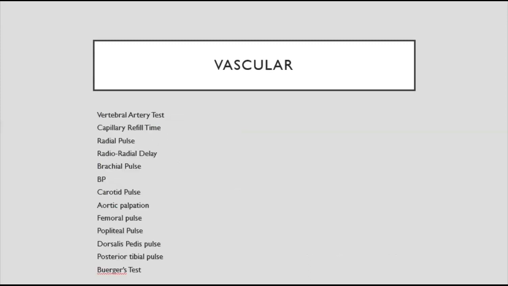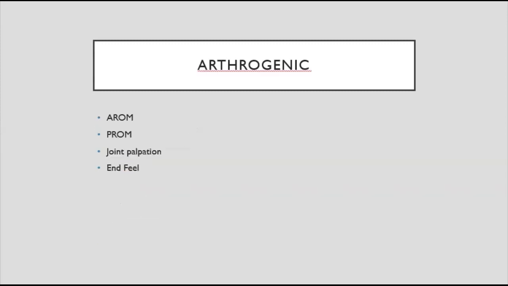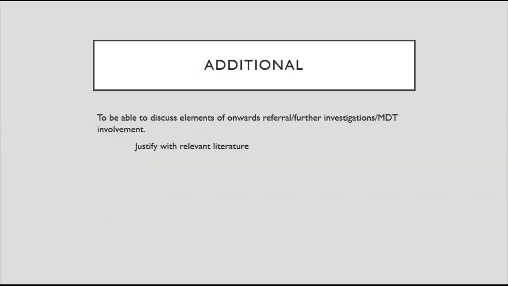And then, the last part of that would be thinking about the tests that we might ask you to perform. And this isn't an exhaustive list, but it's some of the things that you might want to practice between now and the assessment. So the vascular components are listed below, neurological aspects, arthrogenic. And then additionally, to be able to discuss elements of onward referral, further investigations or MDT involvement, and to be able to justify these with relevant literature.